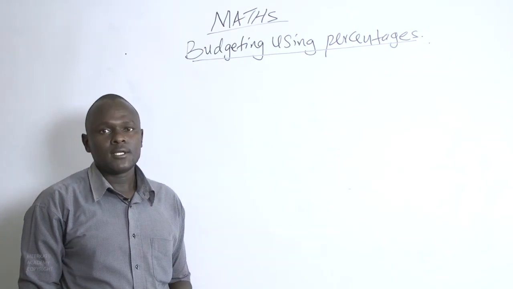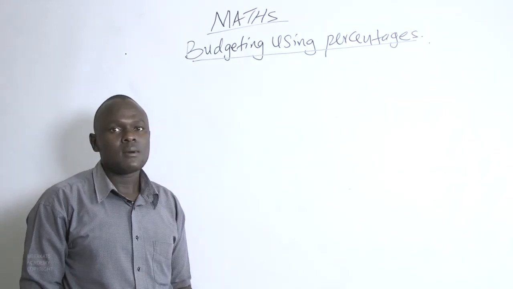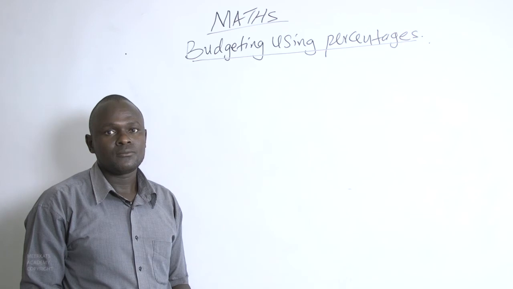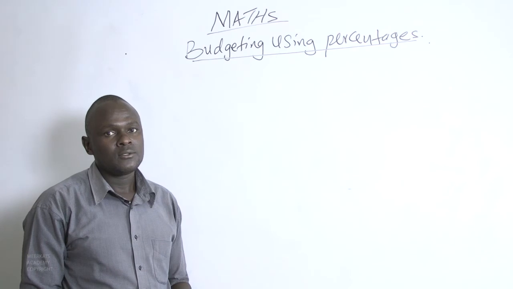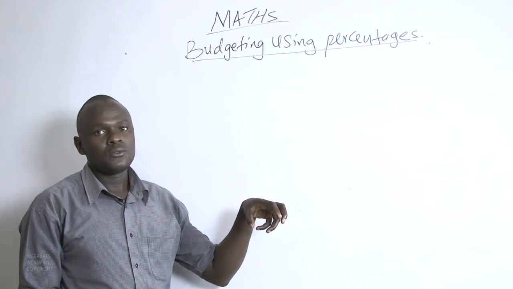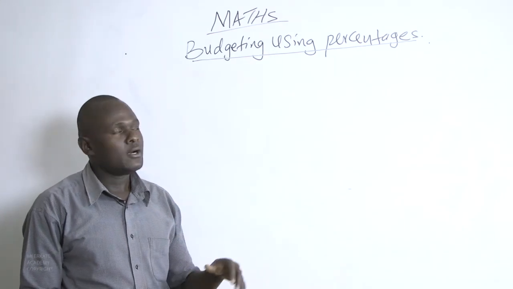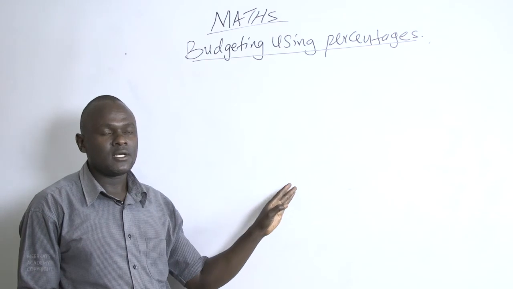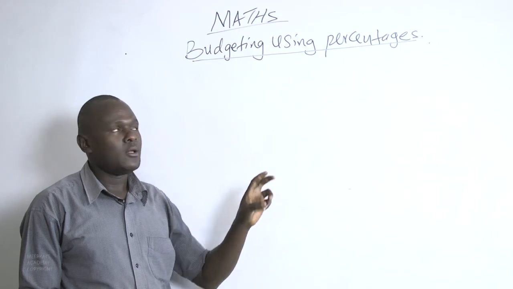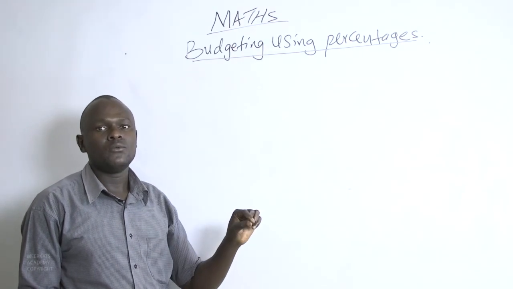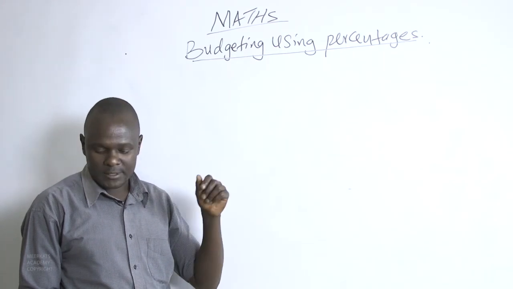We have already looked at the term percentages. We know what this particular term percent means, which basically means out of 100 parts. So we are going to allocate funds based on percentages. In our budgets, we have several items, as we have already looked at in our previous lesson. Those items that we have will be allocated money based on percentages.